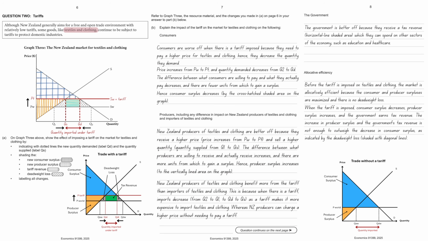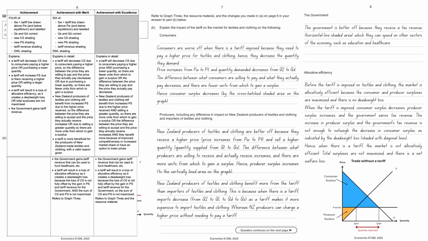So therefore, when there is a tariff, the market is not allocatively efficient because total surpluses are not maximised and there is a net welfare loss. Net welfare loss means that if you were to add up all the parties individually, producers, consumers, government, as a whole they are worse off, as indicated by the deadweight loss. So there is some potential that could have been earned but isn't. Alright, and so that's the whole answer to question 2.